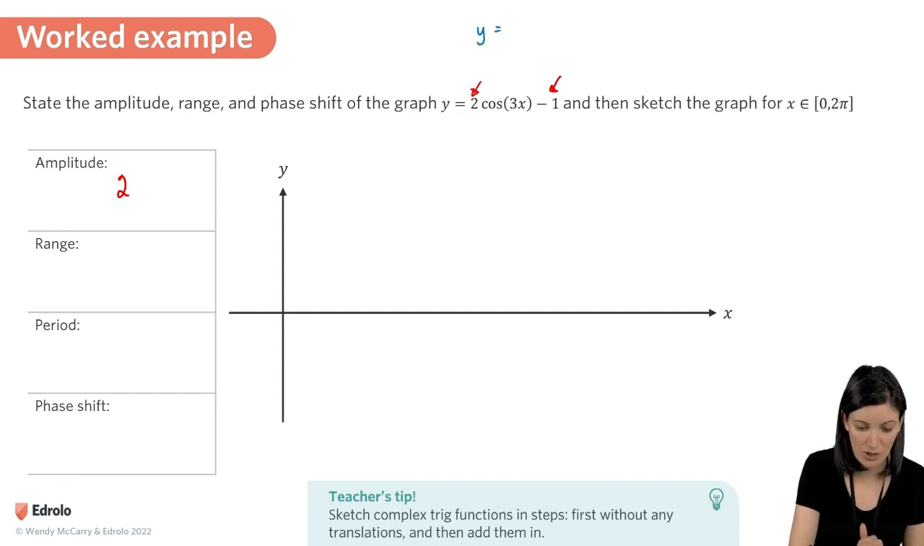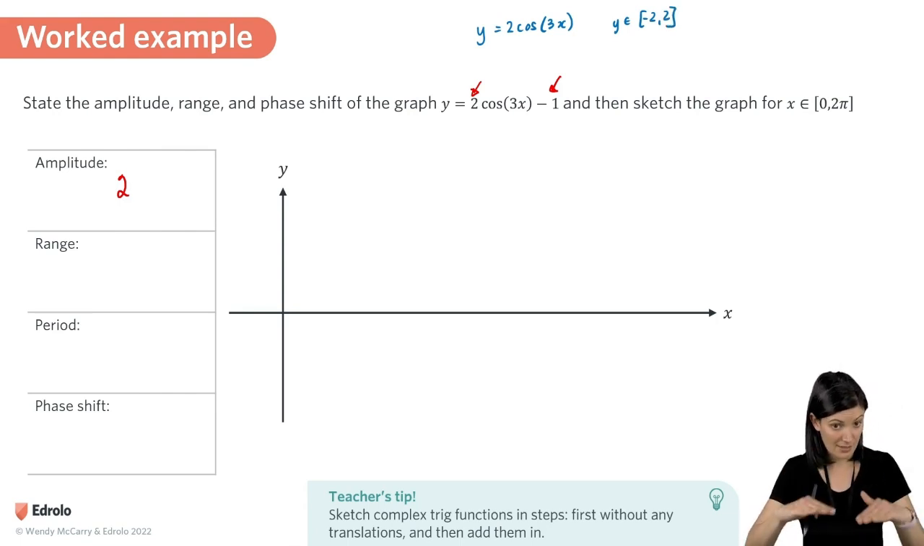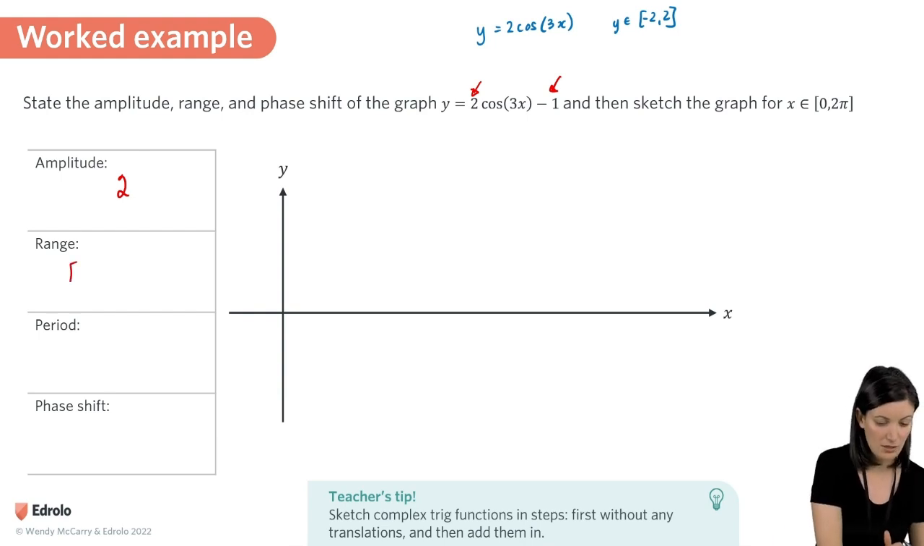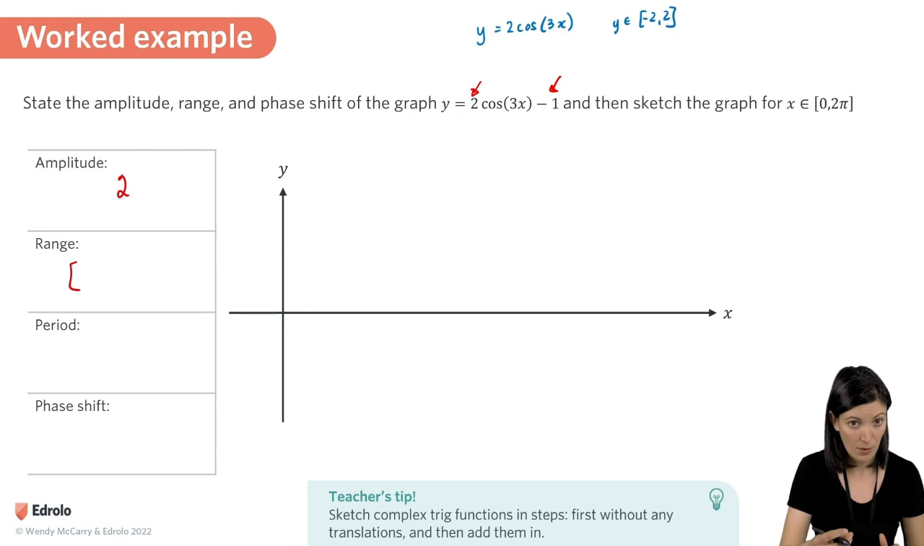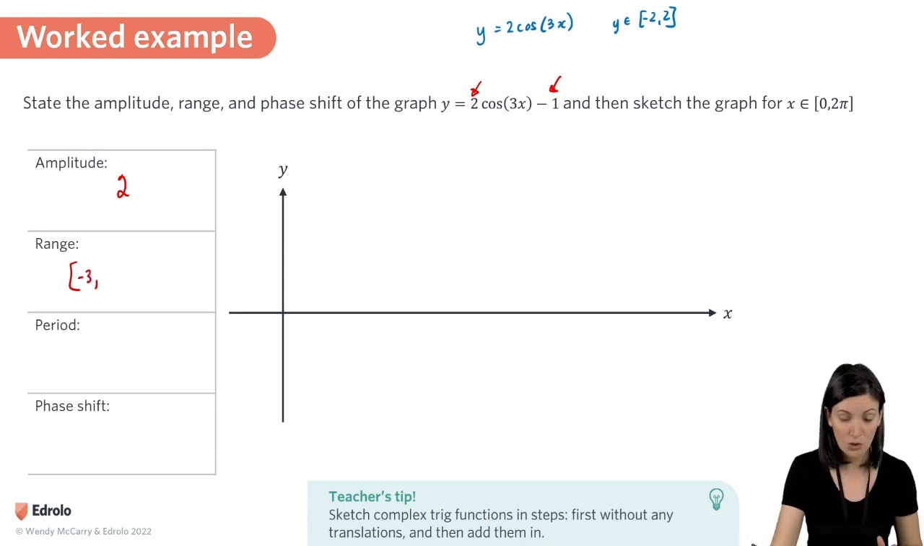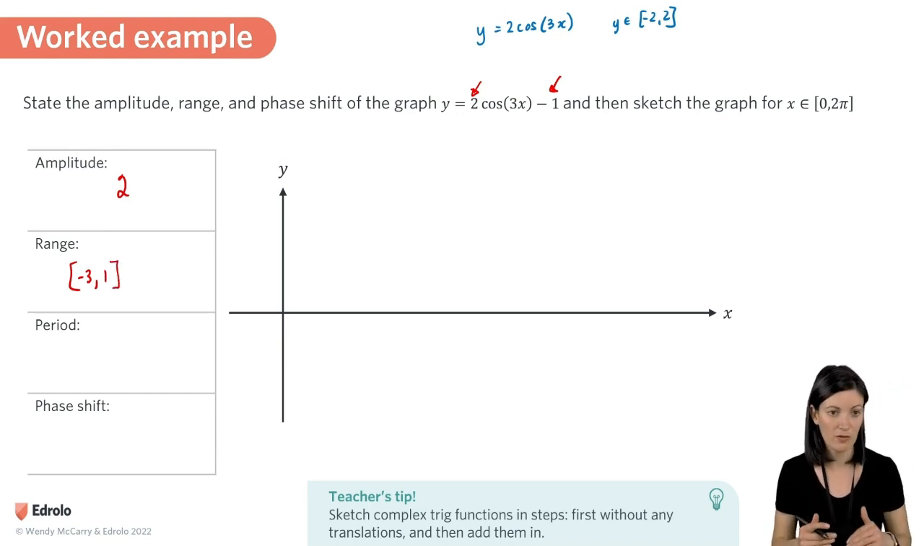If I had y equals 2 cos of 3x on its own, we know the range would be from -2 to 2. But now because that graph is being shifted down by 1, the range is also going to move down by 1. So my new range for this graph is going to be -2, take away 1, so -3, and then 2, take away 1, which is 1. So now instead I'm going from -3 to 1.